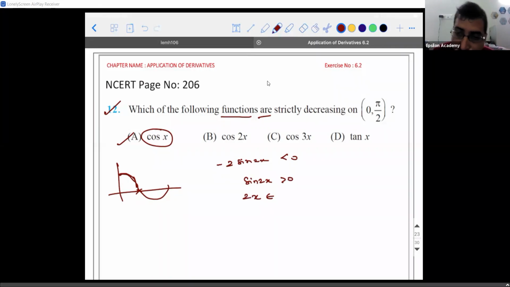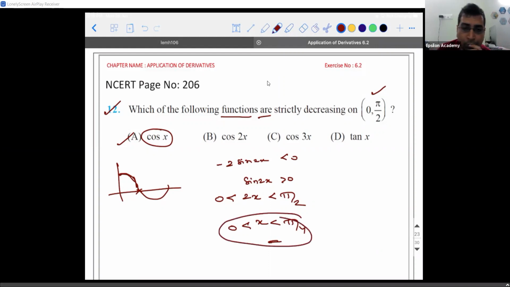Sine 2x is greater than 0, then 2x belongs to what? Where is sine positive? First and second quadrant. Since here they have restricted it to first quadrant, can I say 2x is greater than 0 and less than pi by 2? Then x will be greater than 0 and less than pi by 4. So cos 2x is not decreasing between 0 to pi by 2, rather it is decreasing between 0 to pi by 4.